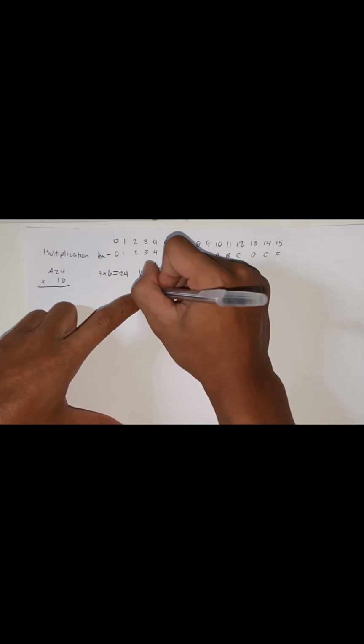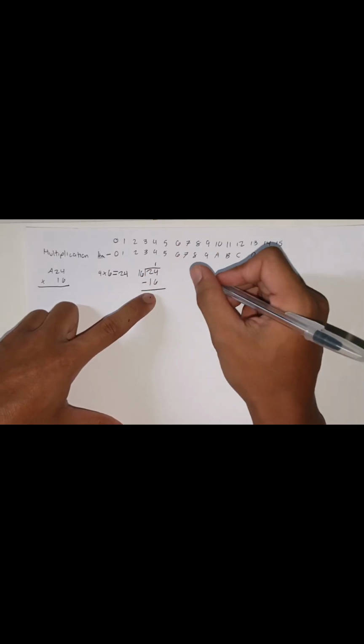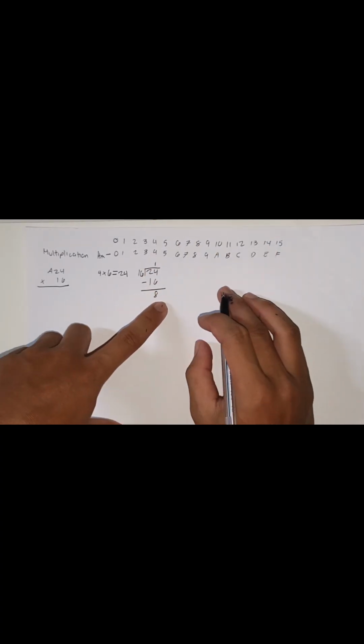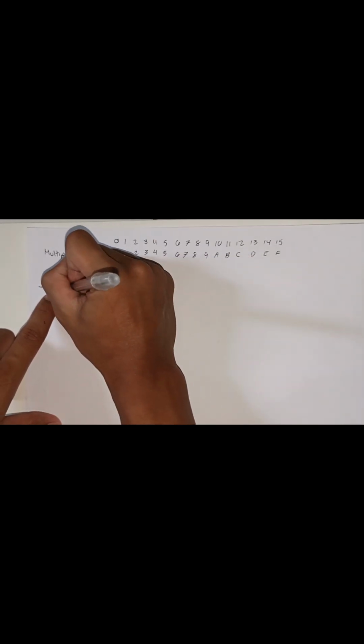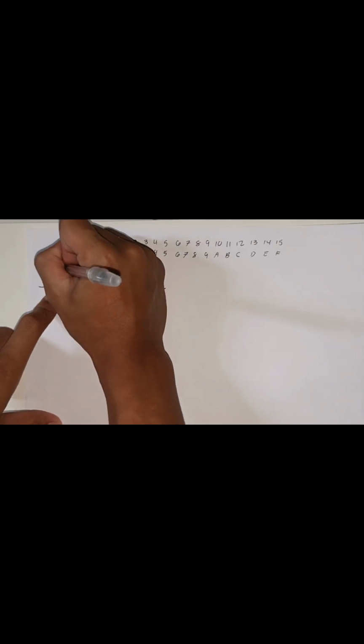1 times 16 is 16. 24 minus 16 is 8. So this is the remainder, and 1. So we write the 8 here and carry the 1.